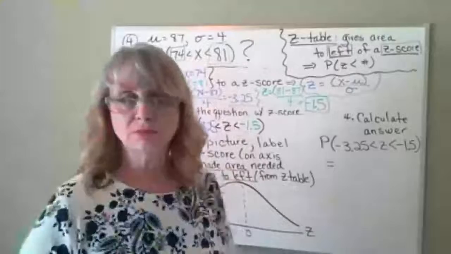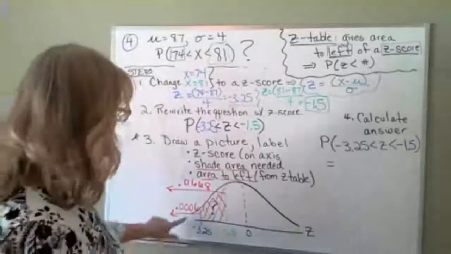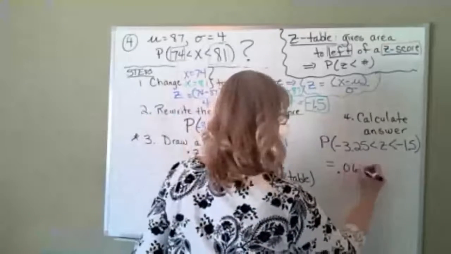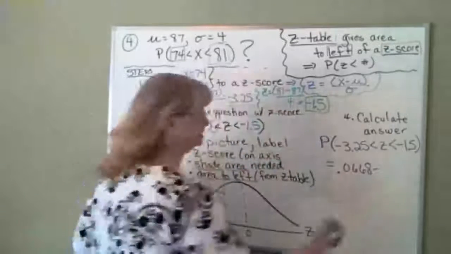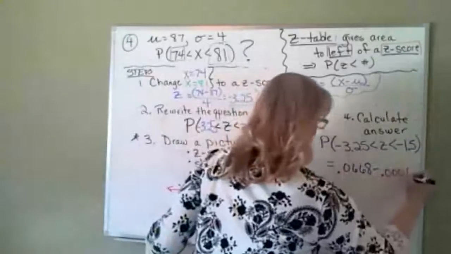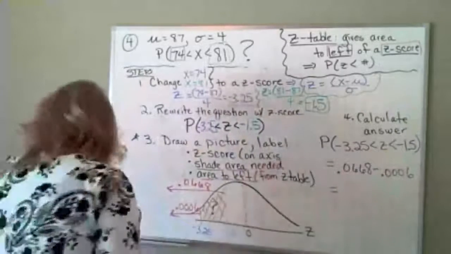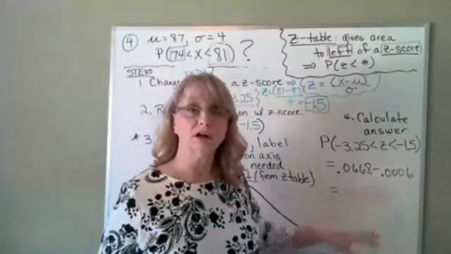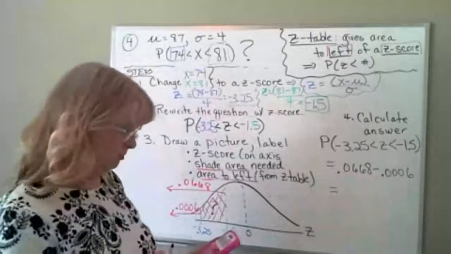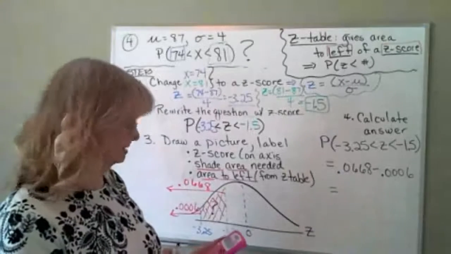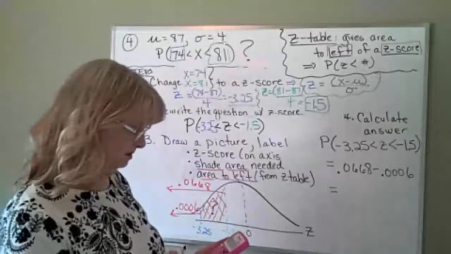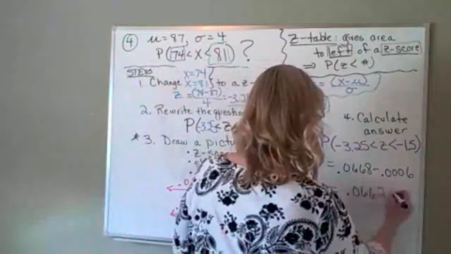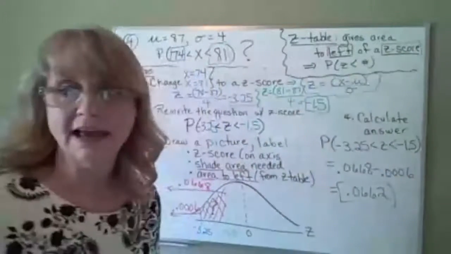So Christina, you said you subtracted 0.0006, right? So you're going to take the bigger area, which was 0.0668, and you subtracted 0.0006. So that's our calculation. That would be an important thing for you to show me in your work. So 0.0668 minus 0.0006 is 0.0662. That's what I got, and that's what Christina said.